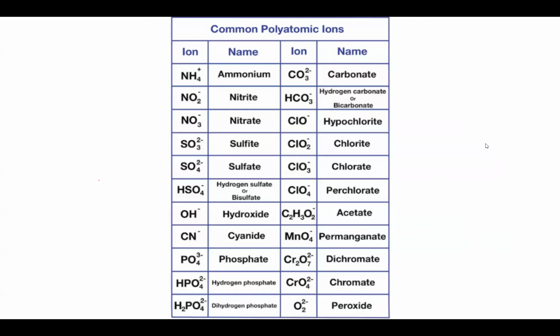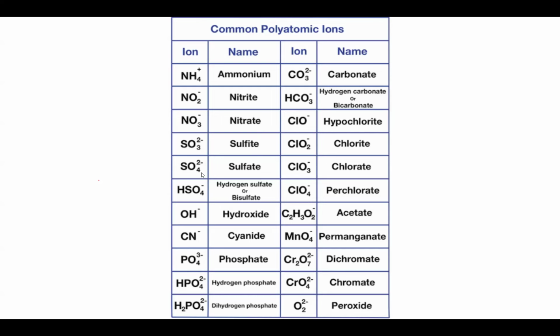Here are some common polyatomic ions. They should be listed in the guided notes so that you have them for easy reference. You can use your notes on the quizzes, so take advantage of that. Use your notes to be able to write the names and identify them because you'll need to know them for your exam. But you can see here the common polyatomic ions: ammonium, nitrite, nitrate, sulfite, sulfate.